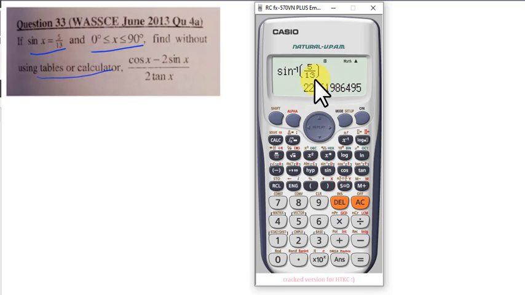So the answer is x, and I am asked to evaluate cos x minus 2 sin x. So I'm now going to evaluate that. I will type cos of the answer, that is the x, minus 2 sine of the answer, which is still the x, divided by tan of the answer, which is the x. So what am I getting? I am getting 12 out of 65.